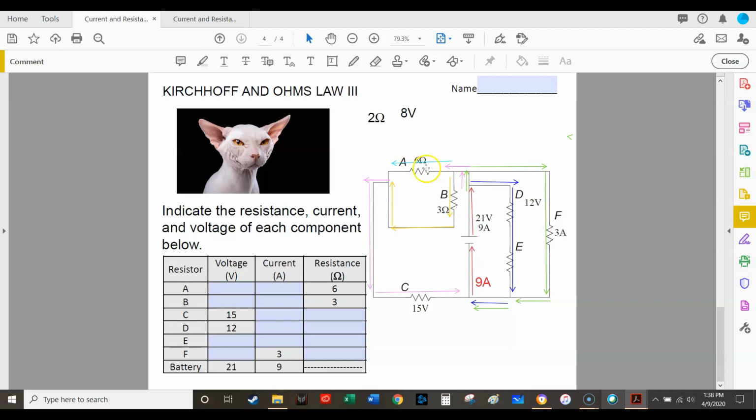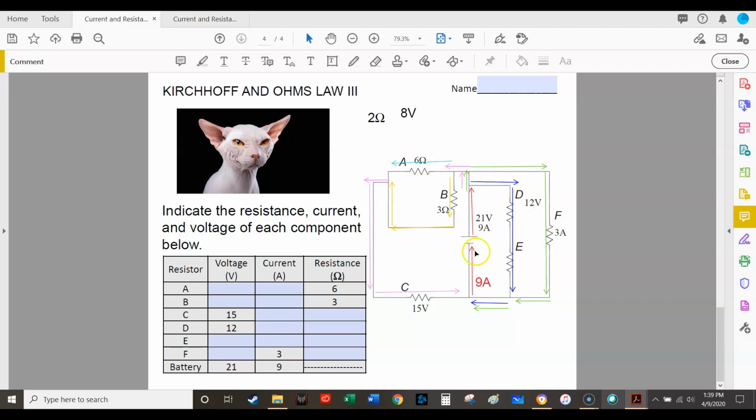So pink is going to head into the subparallel branch. Orange is going to go across B. Baby blue is going to go across A and then join up with pink again to go all the way down through here and go through C. So now that we've traced our currents, let's go ahead and start figuring out some of the values here.